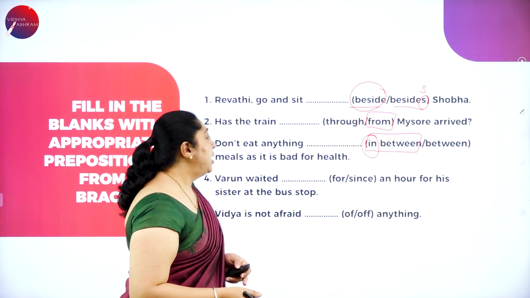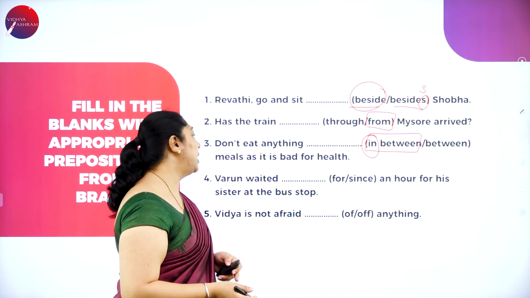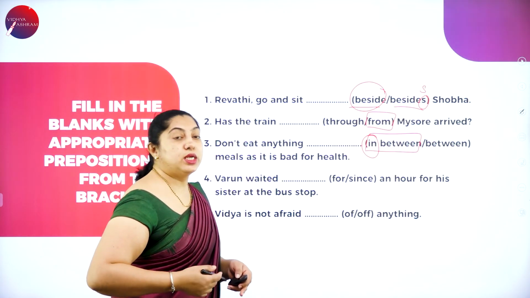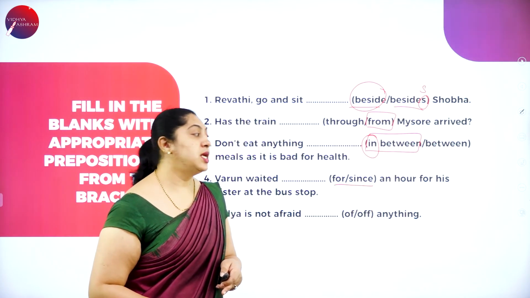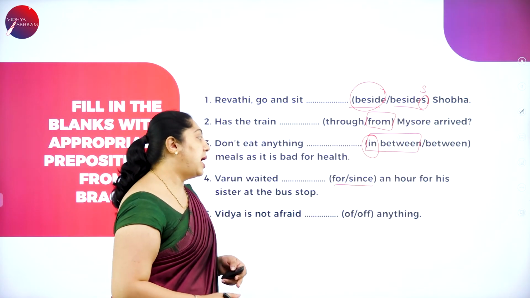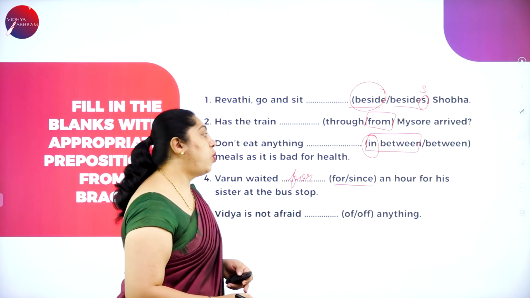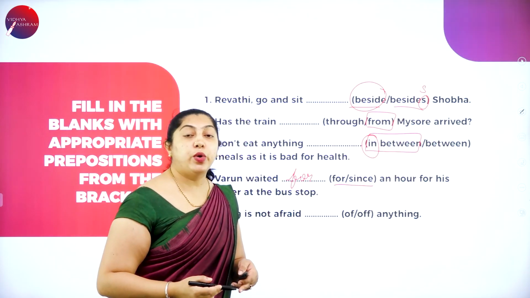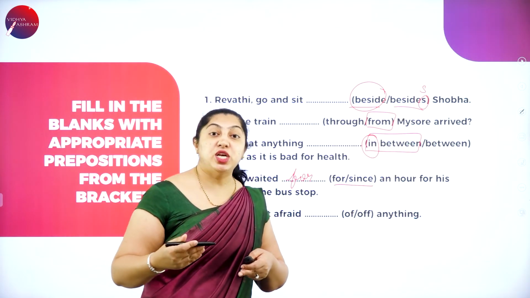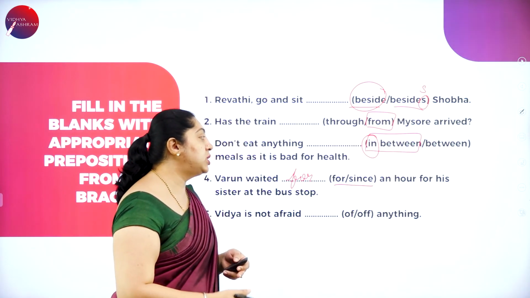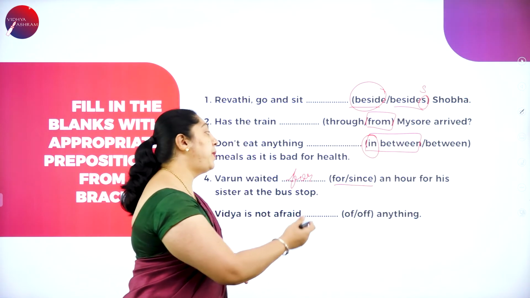Varun waited dash for or since an hour and a half for his sister at the bus stop. So here what is the answer? The answer is for. For an hour and a half. Why is it not since? When are we going to use the word since as the preposition here? When I mention something about the year, then you will use the preposition since. Here I'm talking about an hour and a half, so we use the preposition for.